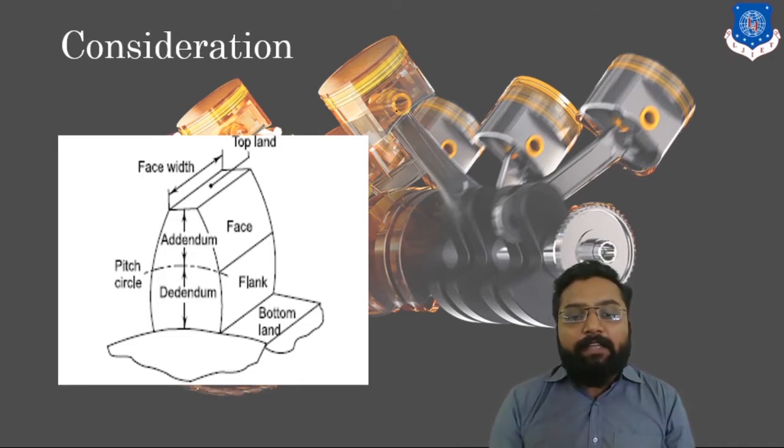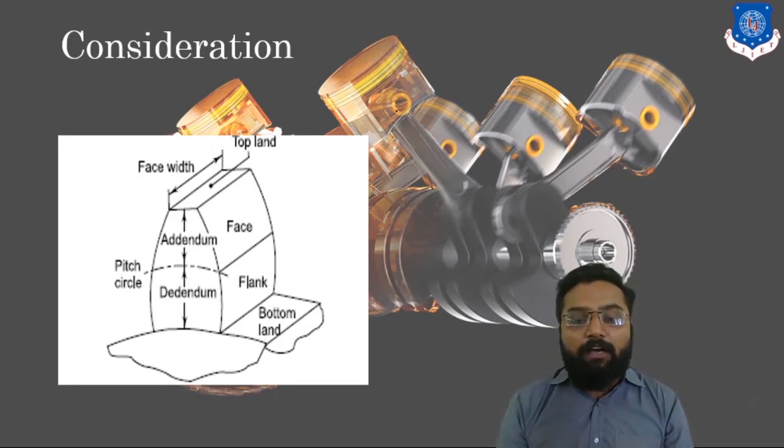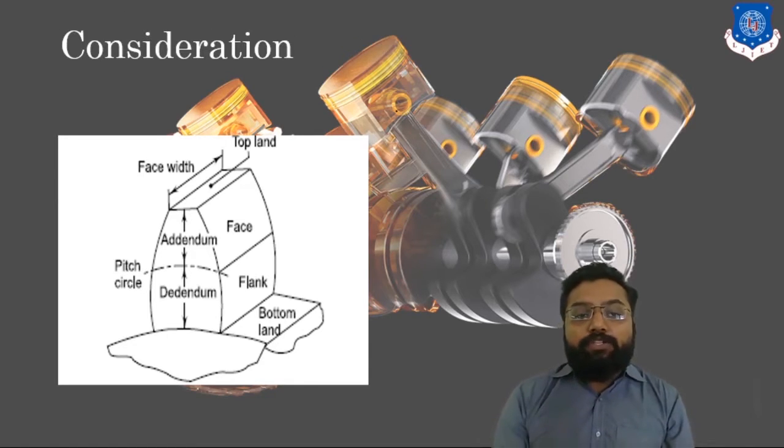Here you can see there are different geometrical aspects, from pitch circle to face width, top land, addendum, dedendum, flank, bottom land, and everything. Here we should consider our pitch circle, or you can say our flank. So we got our teeth here. To design this tooth, we should consider it in two ways.